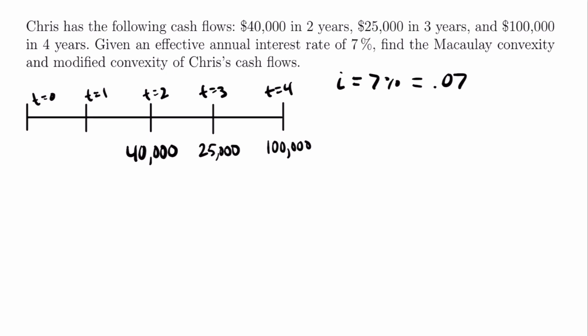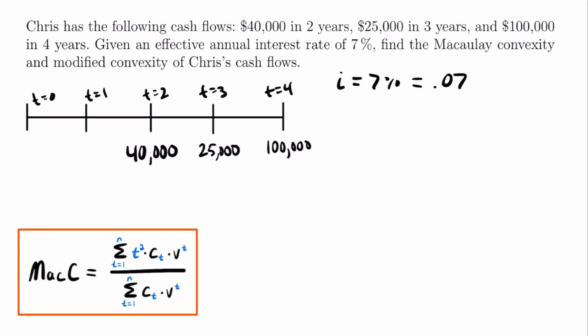All right, so now we have a timeline of all the cash flows that we're working with in this problem, and we have identified the interest rate. And so now we're ready to find the Macaulay convexity and modified convexity for these cash flows. And we're going to start with the Macaulay convexity. Whenever you have to find both the Macaulay and the modified convexity, I would recommend that you start with the Macaulay convexity.